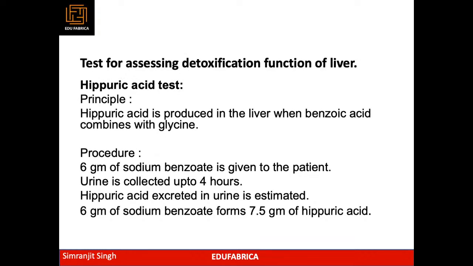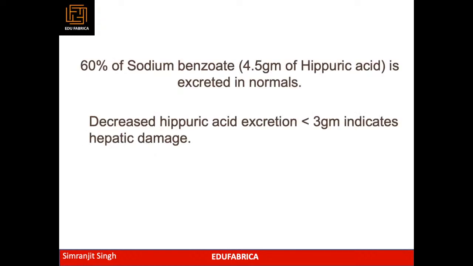Then, a test for assessing the detoxification function of the liver is the hippuric acid test. The main principle is that hippuric acid is produced in the liver when benzoic acid combines with glycine. For the procedure, 6 grams of sodium benzoate is given to the patient, and urine is collected for up to 4 hours. The hippuric acid excreted in urine is estimated, and 6 grams of sodium benzoate forms 7.5 grams of hippuric acid. Normally 60% of it, that is 3 to 4 grams of hippuric acid, is excreted, and decreased hippuric acid excretion indicates hepatic damage.